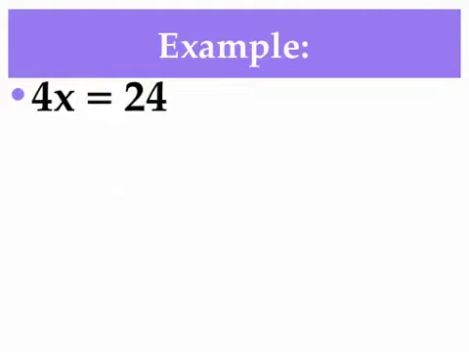The final one-step equation example says 4x equals 24. Remember, anytime you have a number and a variable written right side by side, just like 4x is here, that means that we are multiplying. The inverse of multiplying is dividing. In this case, I need to divide by 4. Whatever you do, you have to do to both sides.